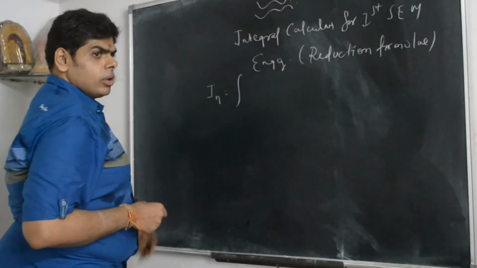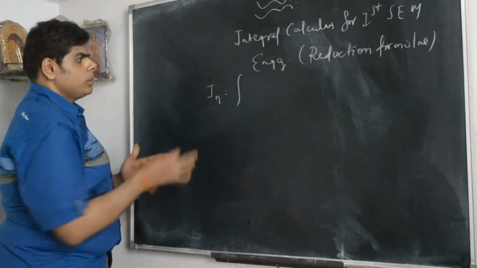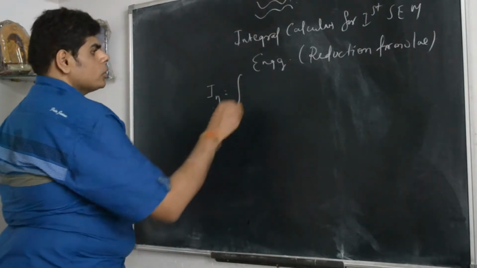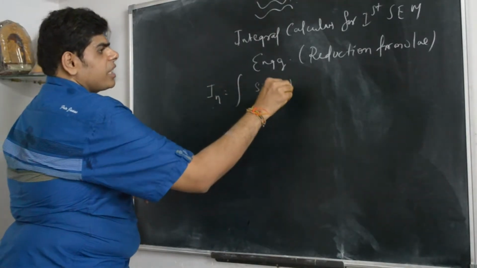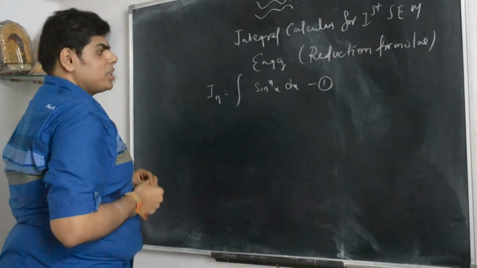Now we see regarding the problem of a derivation. The first reduction formula is for sin^n x, which we call I_n. So I_n is equal to the integral of sin^n x dx.